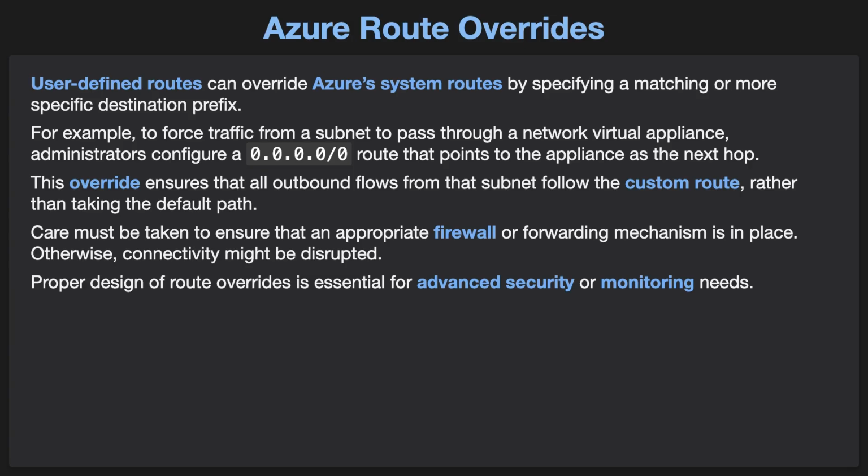User-defined routes can override Azure system routes by specifying a matching or more specific destination prefix. For example, to force traffic from a subnet to pass through a network virtual appliance, administrators configure a 0.0.0.0/0 route that points to the appliance as the next hop. This override ensures that all outbound flows from that subnet follow the custom route, rather than taking the default path. Care must be taken to ensure that an appropriate firewall or forwarding mechanism is in place. Otherwise, connectivity might be disrupted. Proper design of route overrides is essential for advanced security or monitoring needs.